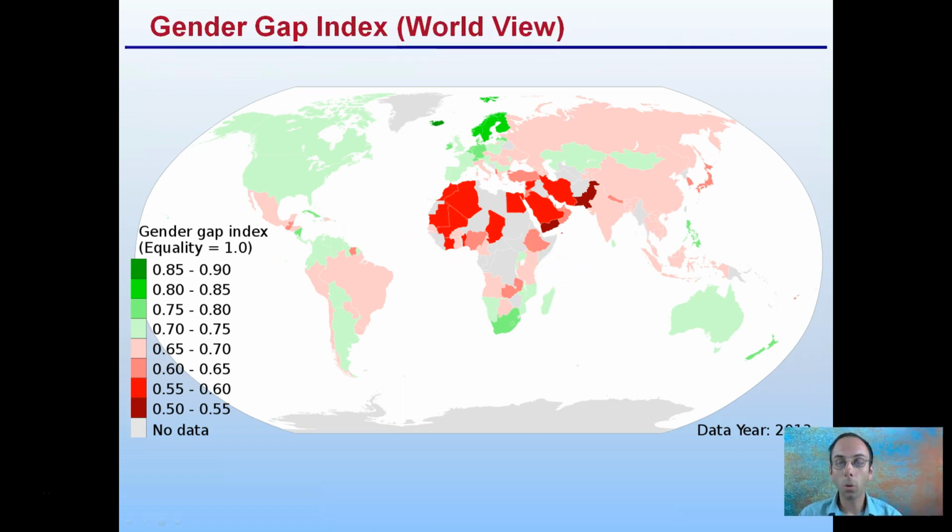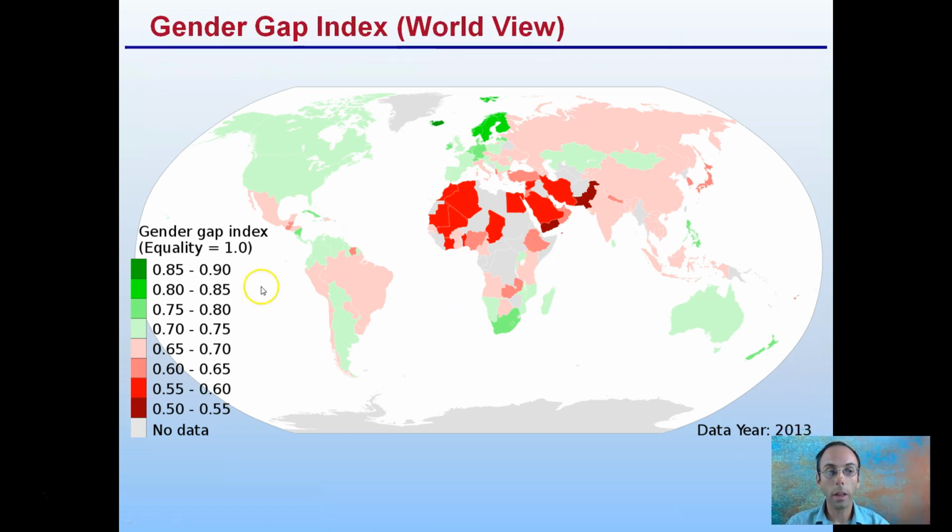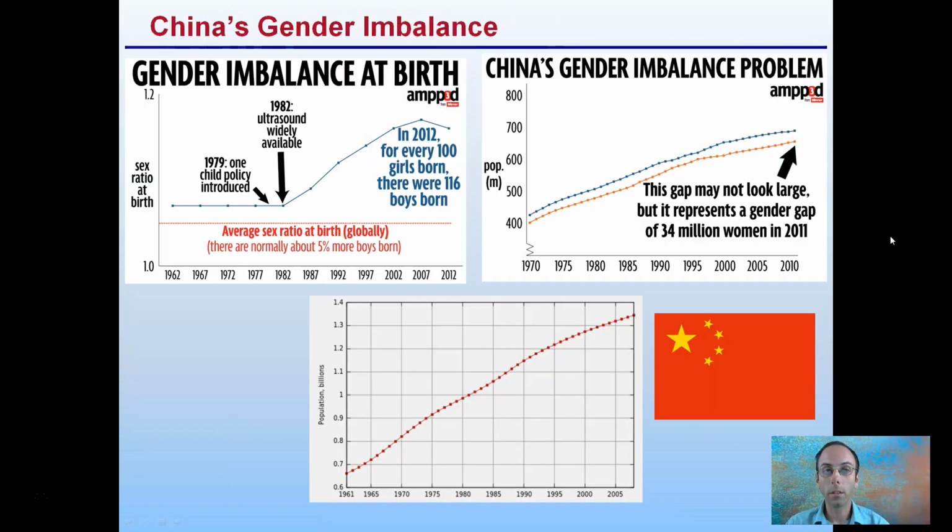Now the gender gap in the worldwide view here, looking at gender equality, here again in red we have a larger gender gap, and in green we have less of a gender gap. A gender gap score of 1 would be complete equality here. And we can see the different countries where there is a greater gender gap, based on 2013 data.